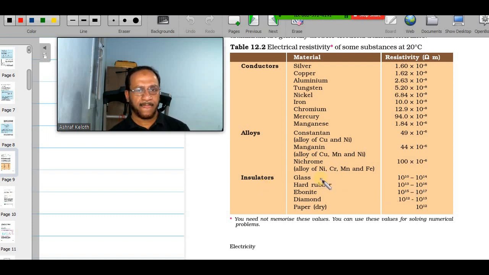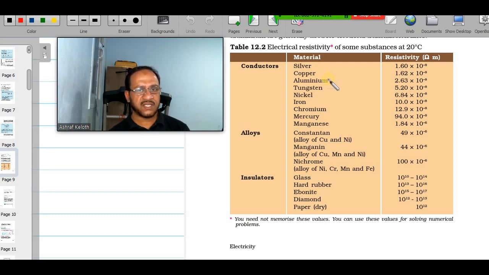Got it? So you remember the range. 10 to the power minus 8, they are good conductors. Minus 6 means they are conductors but they have high resistance, high resistivity, so they can be used for making heating coils. 10 raised to plus 14, plus 15, they are insulators. They are used for making electrical insulation items like the covering of wire, switchboards, the cabin of electrical devices.